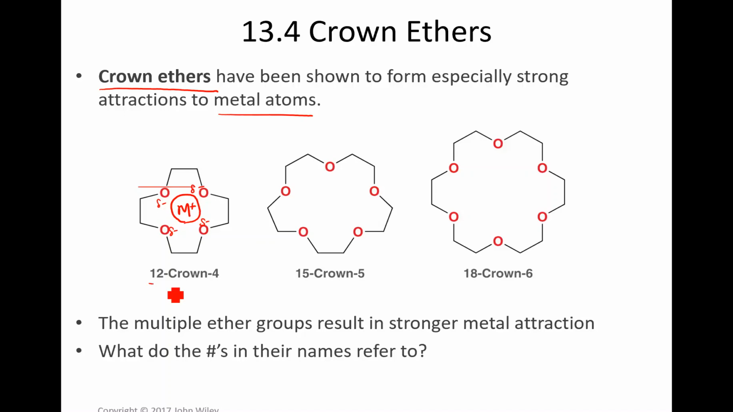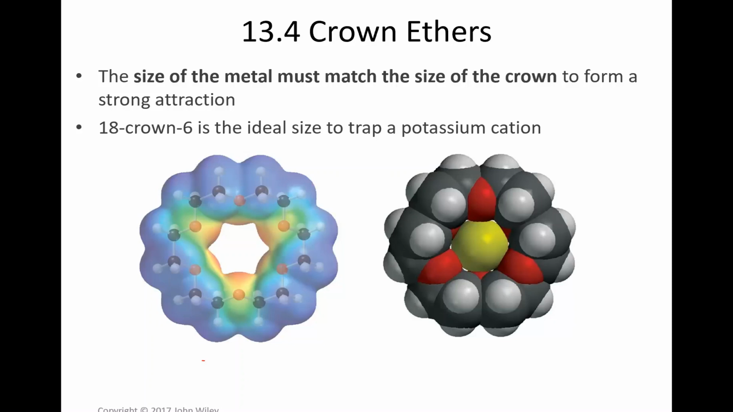There are different sizes that have different names, and the names come from first the total number of atoms in the ring. So those are carbons plus oxygen. And also the second number comes from just the number of oxygens. Because there are multiple oxygens residing in the center, they form a very strong attraction to metals that have a positive charge.